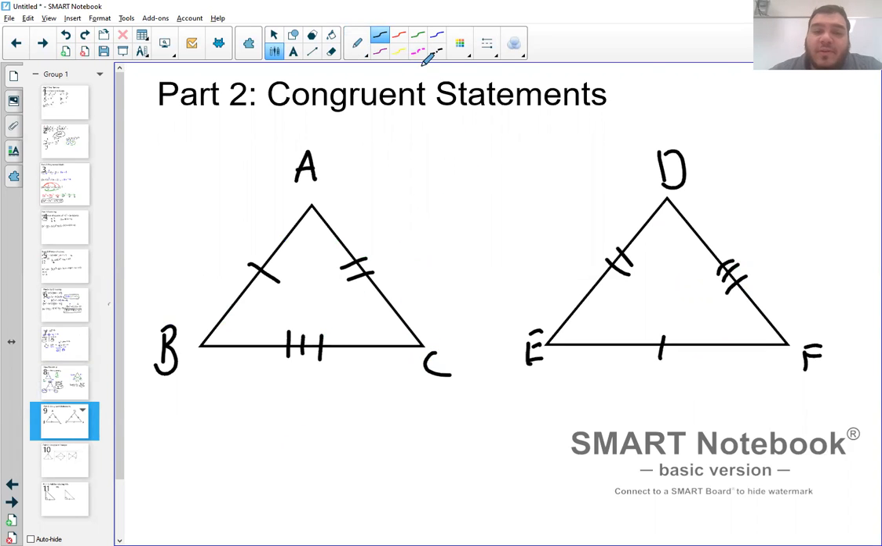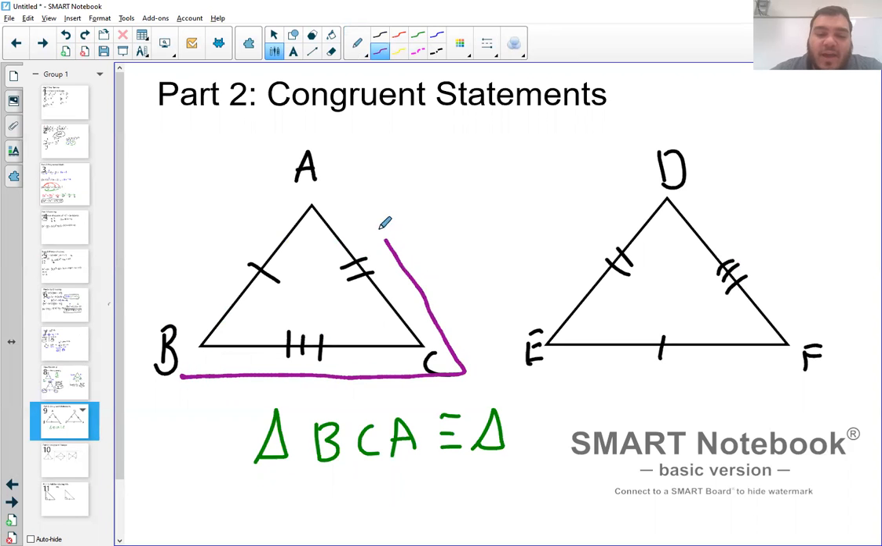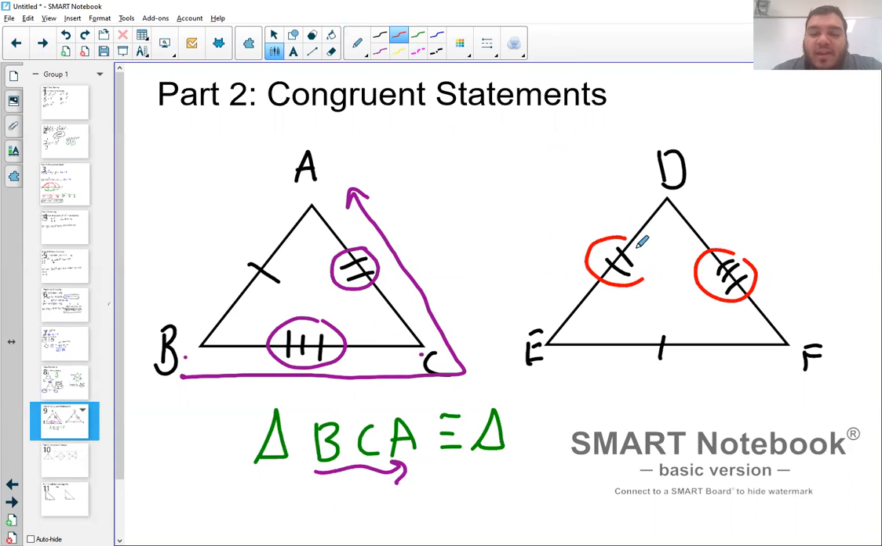Next one, congruent statements. I'm going to give you a situation where I say I have triangle BCA. That should be congruent to triangle what? In this case, I'm going to go BCA. So I'm going to draw a line on this triangle from B to C to A, because it was BCA here. So from B to C, it was a 3 tick mark. And from C to A, it was a 2 tick mark. So on the right triangle, I have to make a path, some kind of path that goes 3 and then 2. 3 and then 2.